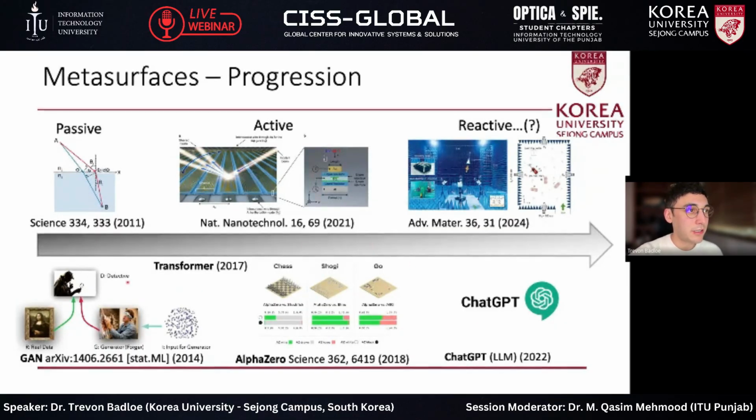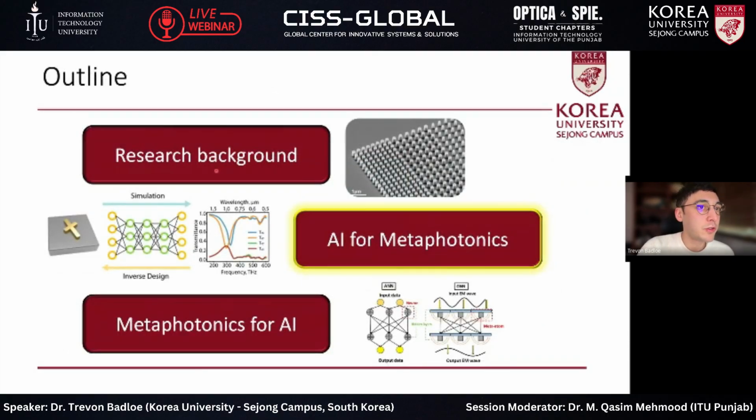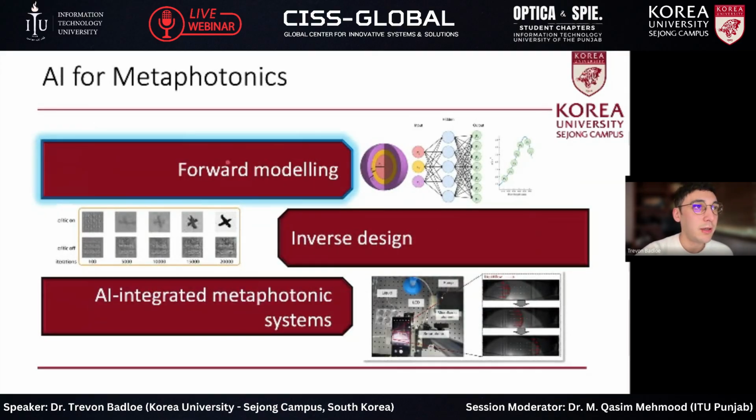And so this has a very nice synergy: improvements in AI can also be applied to these metasurfaces and metaphotonics, this field. To move on to AI uses in metaphotonics, I try to split this into three main topics: forward modeling, inverse design, as well as integrated systems.